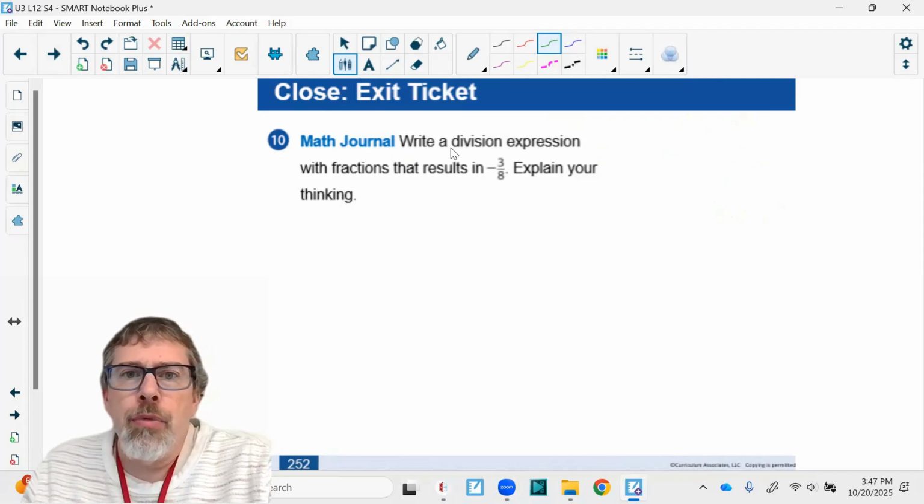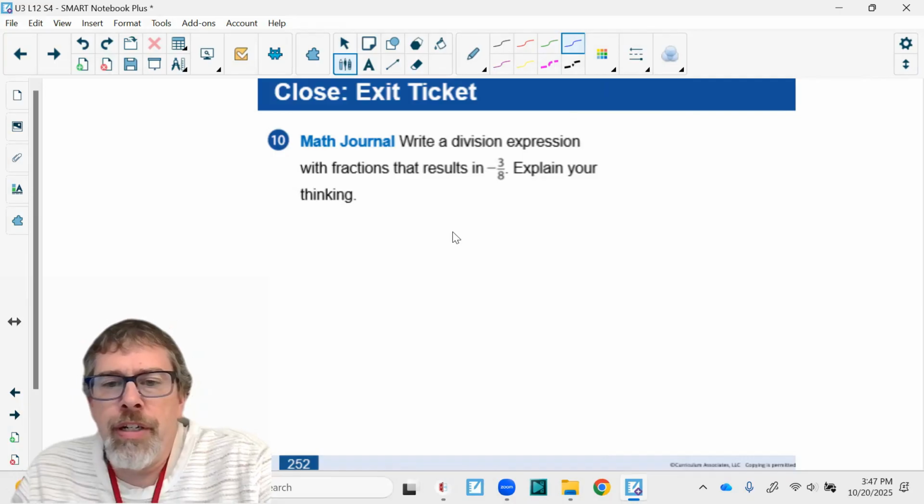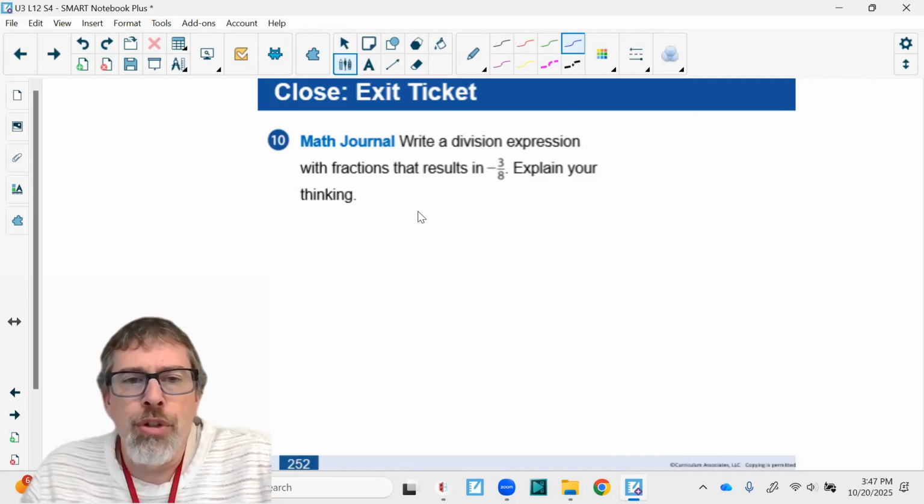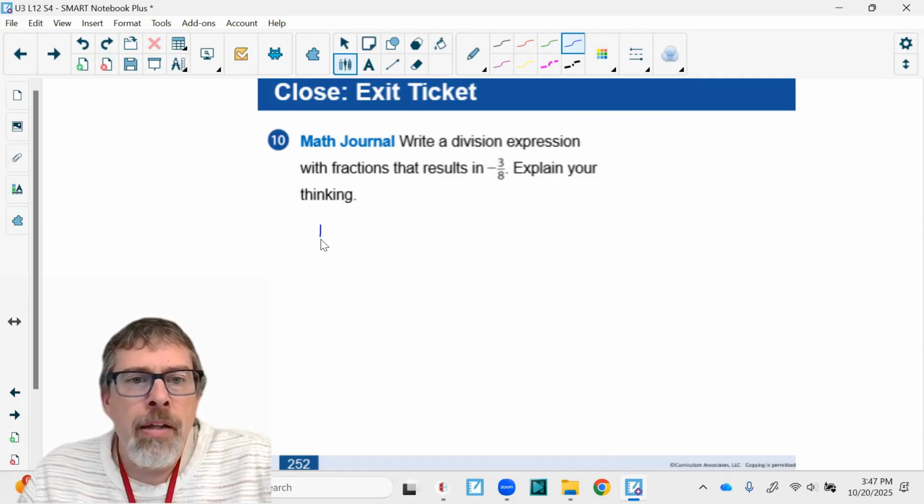Okay, closing ticket. Write a division expression with fractions that result in negative 3/8. All right, that's pretty easy. I know it'd be very difficult for a student who's new at this, but I just want 2 fractions when we divide to get negative 3/8. So I'm just going to pick any number. Let's make it easy. I'm going to choose 1/2, and I'm going to put divided by x equals negative 3/8.